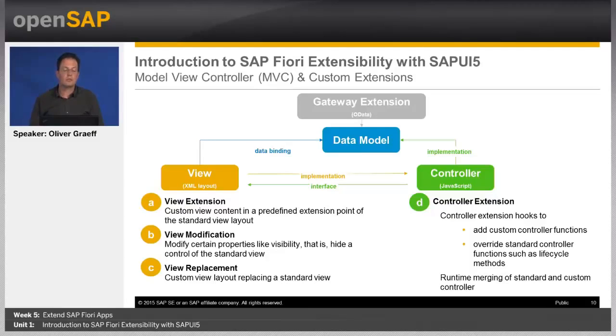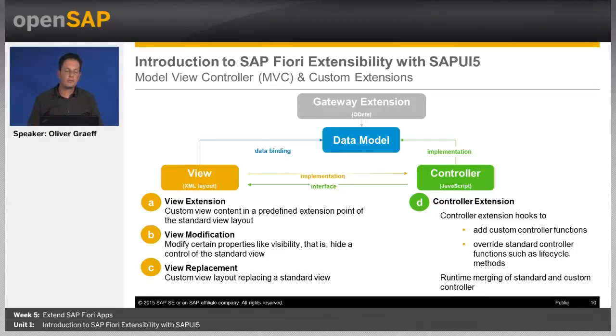Second option is a view modification. So it's not really a modification, because the whole point here is that we are not modifying SAP standard, but we are changing it. There are certain properties for UI5 controls which you can change. For example, the visibility. Here you can set the visibility to false, and then certain UI elements will disappear at runtime.